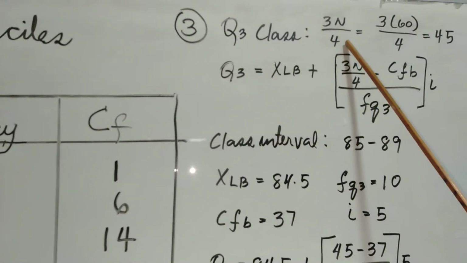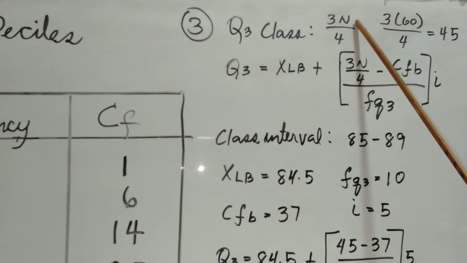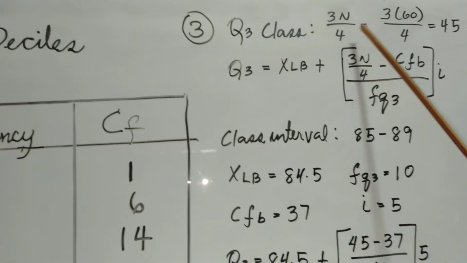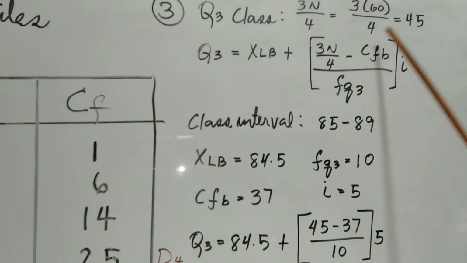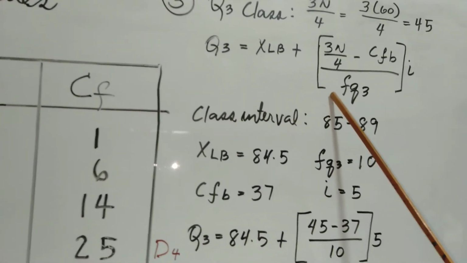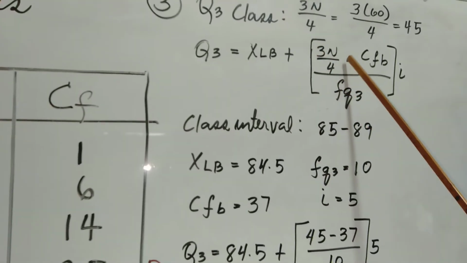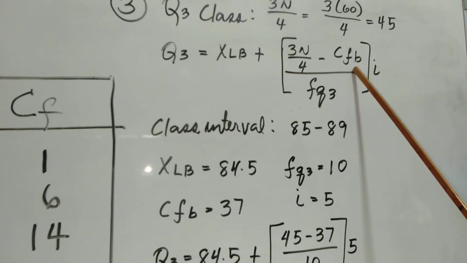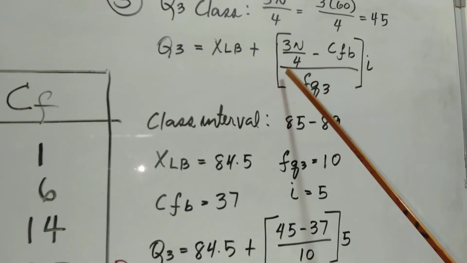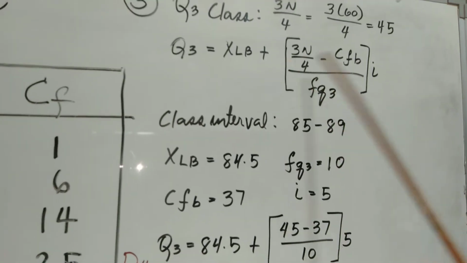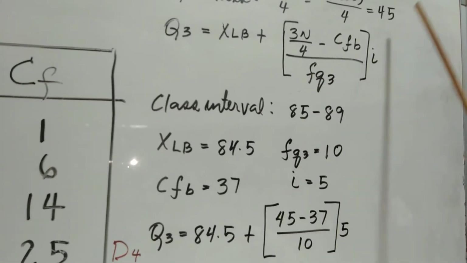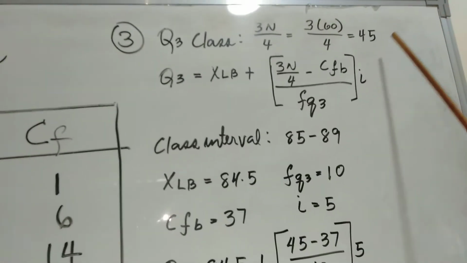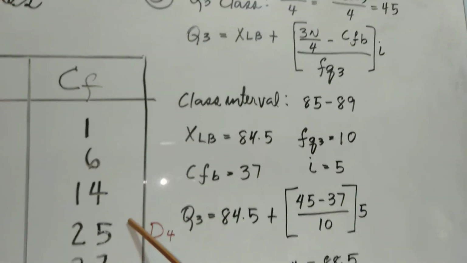The total number of the data set, which is 60, divided by 4 is 15, times 3 is 45. Again, we have this formula here. The only difference is 3n over 4. And we're going to use CFB, that is the cumulative frequency below the value of the third quartile. The class interval corresponding to this third quartile, that is 45, we're looking for 45 here.